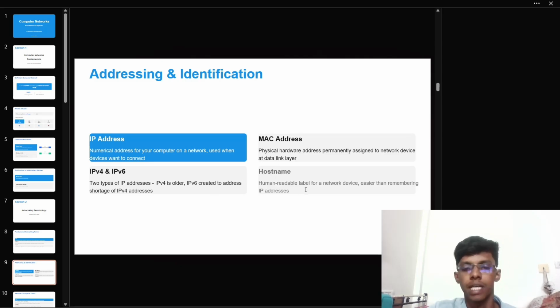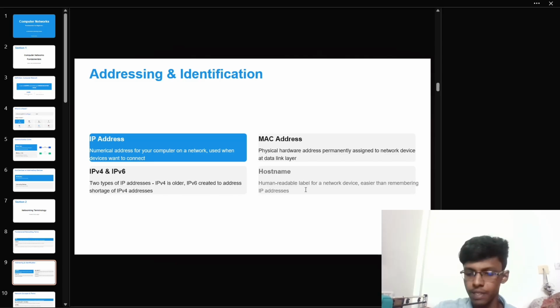A host name is a human readable label for a network device, easier than remembering IP addresses. This is the human readable name. Instead of remembering some 172.217.164 blah blah blah, you just remember google.com. Much easier, right? Your computer translates host names to IP addresses behind the scenes.